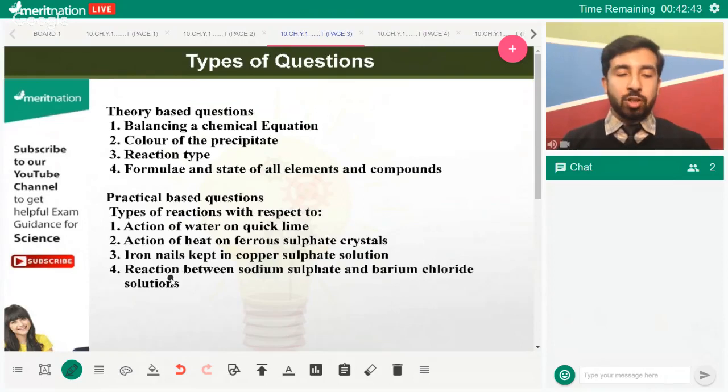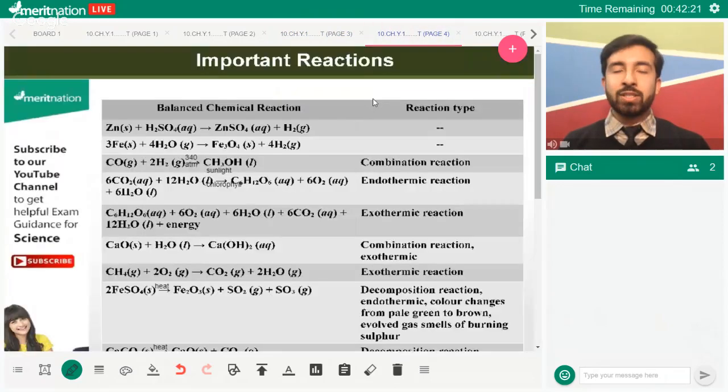The last practical-based question could be asked from the reaction between sodium sulfate and barium chloride solution, which is an example of a double displacement reaction. Also there is the formation of a white colored precipitate of barium sulfate. You can also call this reaction a precipitation reaction. Okay, fine, Tushar. I'll be soon asking you questions. This was just a basic idea.